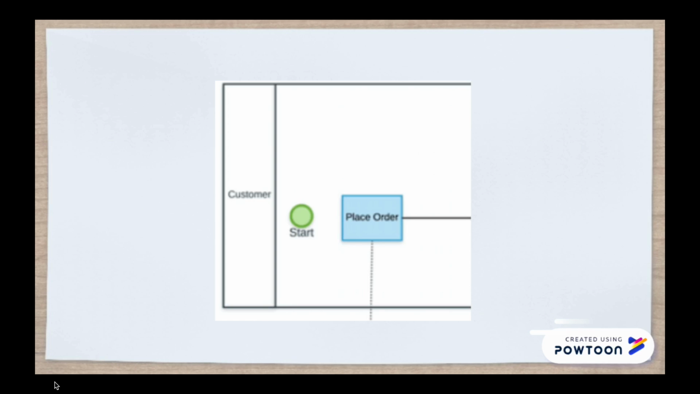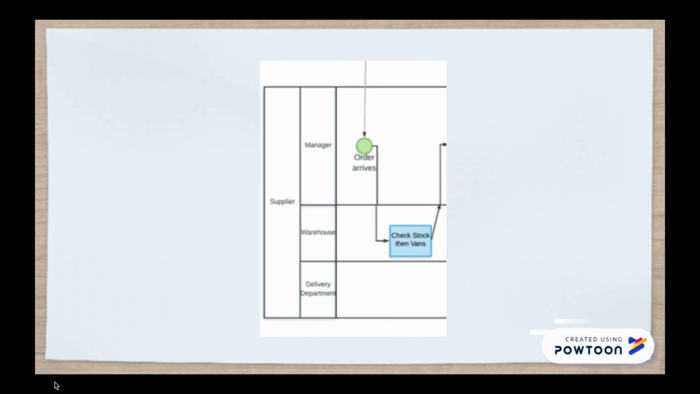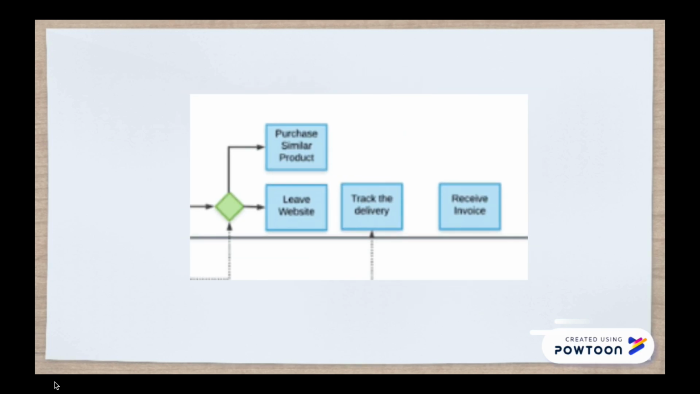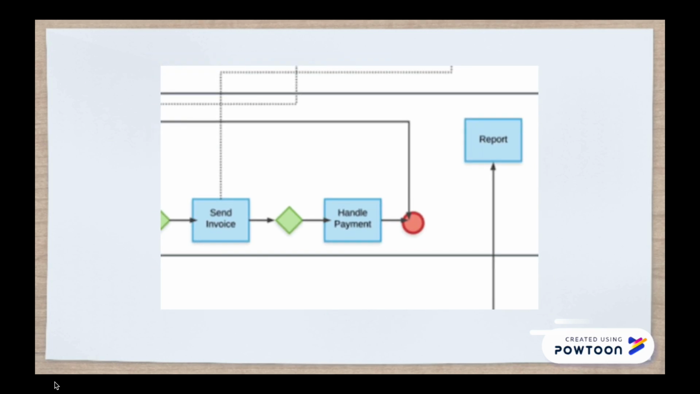It starts with the customer placing the order. The signal is then sent to the manager, who receives the notification of the order. The manager alerts the warehouse to check the stock in advance in order to accept or reject the delivery. If the stock is not sufficient, the order is rejected. The customer gets notified and can choose either to order a similar product or to leave the website. If the stock is sufficient, the manager accepts the order. The customer gets notified of the order acceptance and is informed of the location of the package through tracking.